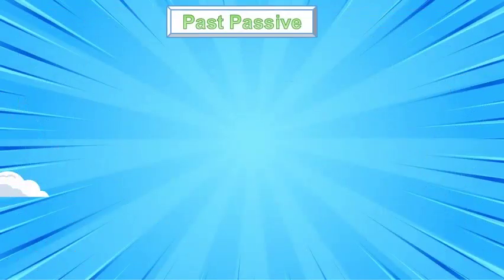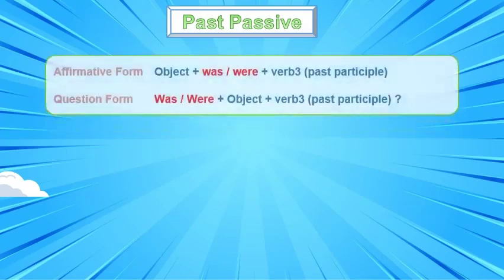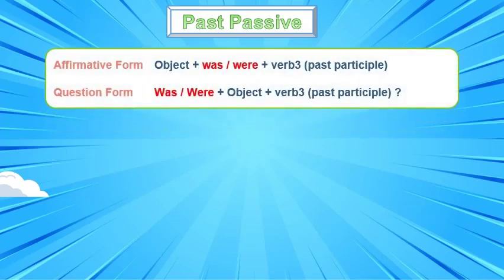Let's move to the past passive, okay? So in the past simple, start with the object, and in the passive use was or were: was for singular, were for plural, and the verb in the past participle. And in the question I start with was or were, and after that I put the object and the verb will be in the past participle. Okay, let's see here some examples and see the answers.